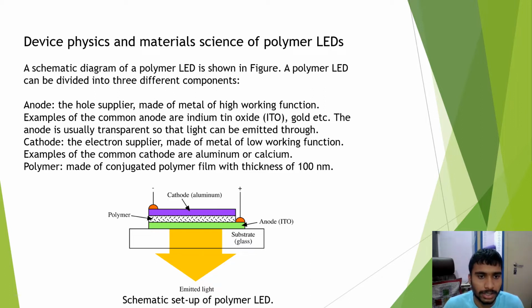The anode is usually transparent so that light can be emitted through. Cathode, the electron supplier, made of metal of low work function. Examples of the common cathode are aluminum or calcium. Polymer, made of conjugated polymer film with thickness of 100 nanometers. This is a schematic setup of a polymer LED.